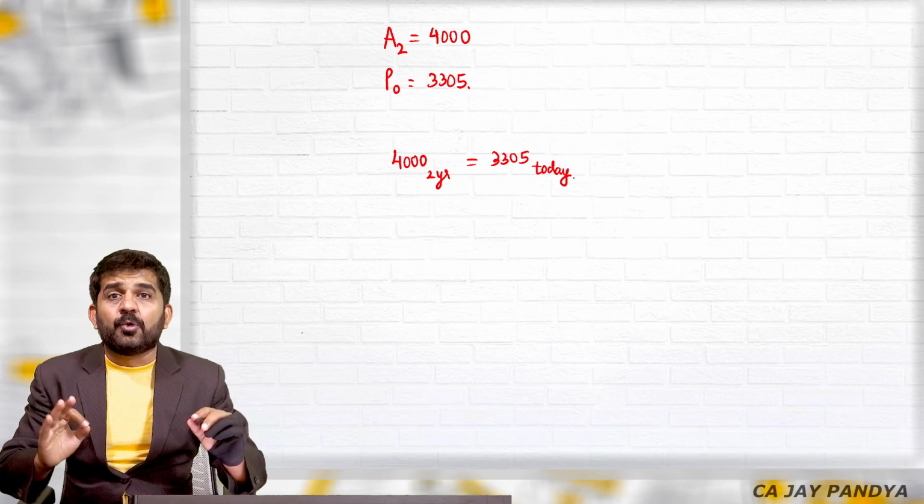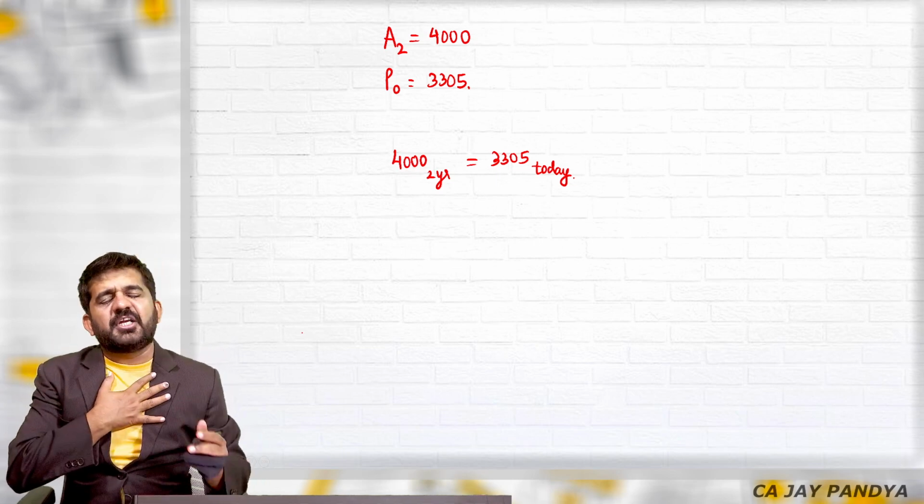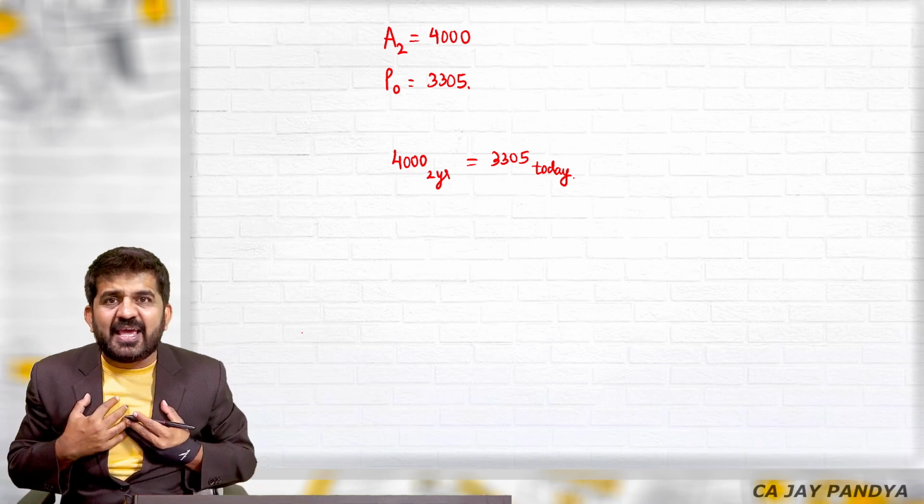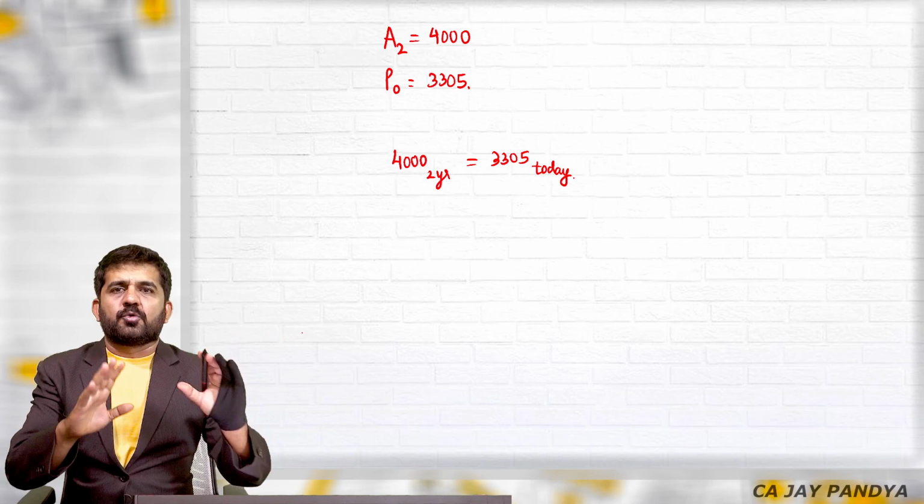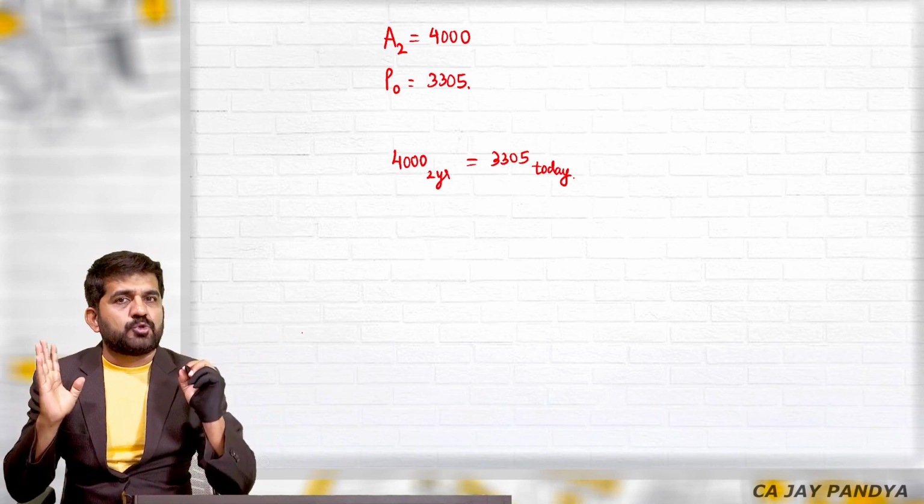The real value of all this money is same. So if you give me 3,305 rupees today, I will be getting same value if you give 4,000 rupees after 2 years. This is the concept. There should be a conceptual clarity in all the cases.